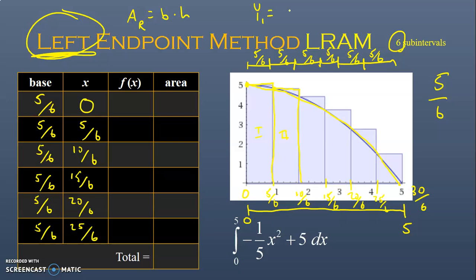I'm going to put y1 as -1/5 x squared plus 5. And then I'm going to plug in each of these x values to get the f of x value. So if I plugged in 0, I would get 5 for f of x. If I plug in 5/6, and again, I'm just going to do this on the calculator, I would get 4.86111, dot dot dot.